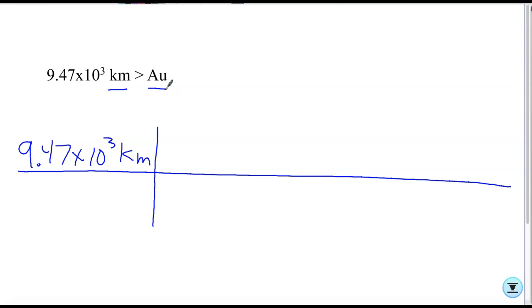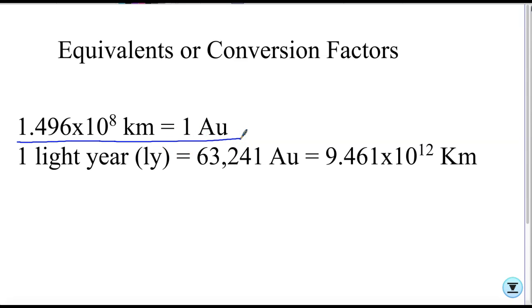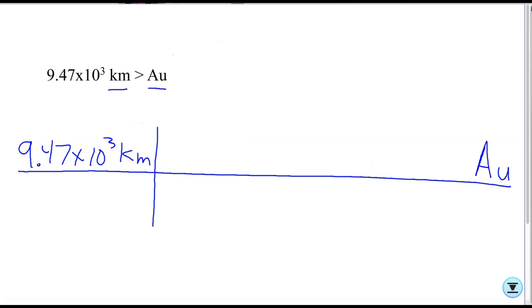So I'm going to put what I want the units to be in at the end of this line. I want it in AUs. So do I have a conversion factor or an equivalent that'll go from kilometers to AUs? Well, right here. 1.496 times 10 to the 8th kilometers is 1 AU. So let's go over here. I'm just going to write that down.